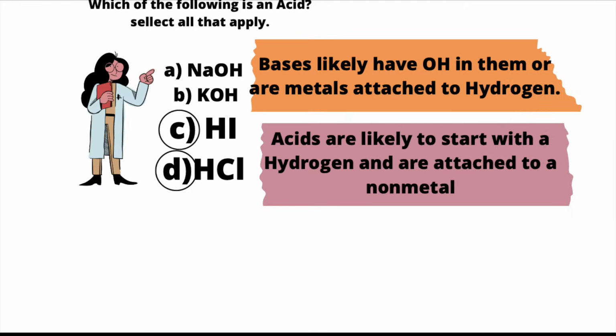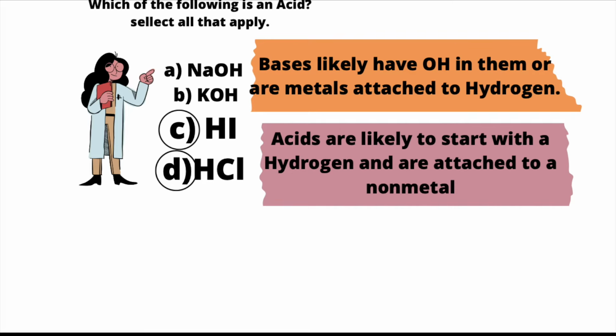A hint to identifying bases and acids is that bases are likely to have OH in them or are metals attached to a hydroxide ion. Acids are likely to start with the hydrogen ion and are attached to a non-metal. So notice NaOH and KOH, these both have OH in them, so they are bases. And HI and HCl, these both start with a hydrogen ion, so they are acids.